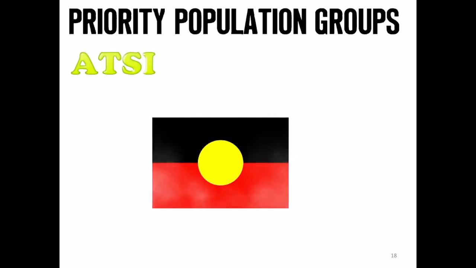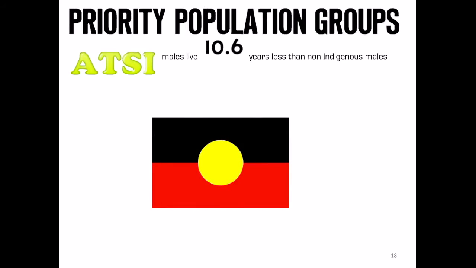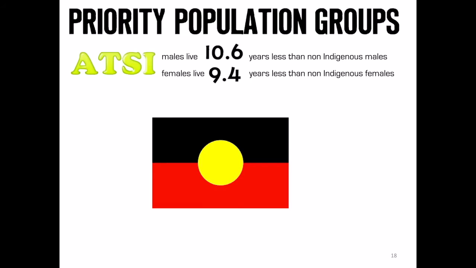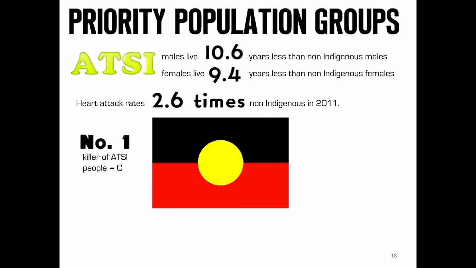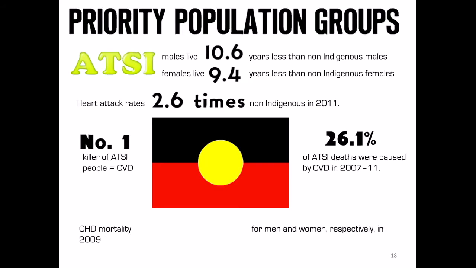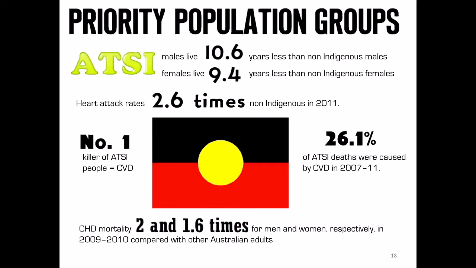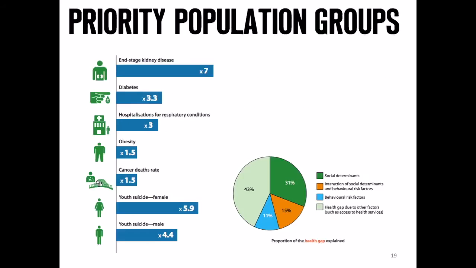Now, if we look at Aboriginal and Torres Strait Islander communities again, and we think about their life expectancy gap, it's about 10.6 for males and 9.4 for females. That's quite a large gap. So it means that more resources and funding need to be allocated to the ATSI community so that their level of health can be brought up to the same level as the rest of the community. So clearly ATSI are a priority population group, and there are a number of statistics there that tell the story.